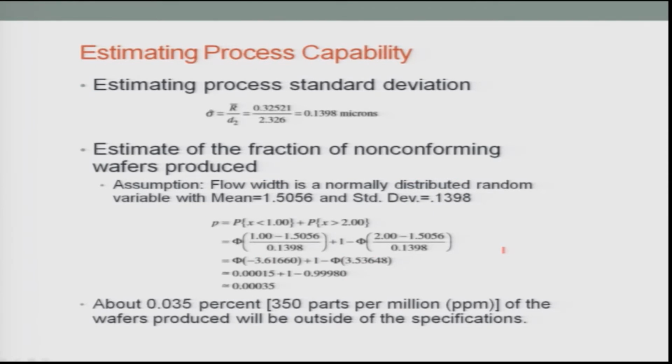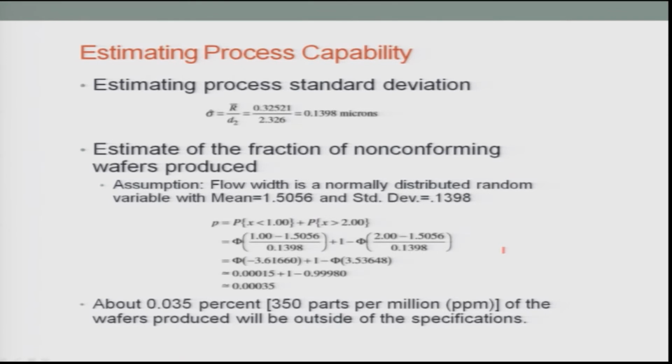Now, you want to estimate the process capability. The process standard deviation can be found from the formula, which is the best estimate: sigma hat is equal to R bar divided by d2, and that comes out to be 0.1398, which is about 0.14 micron. Then we estimate the fraction of non-conforming wafers produced.